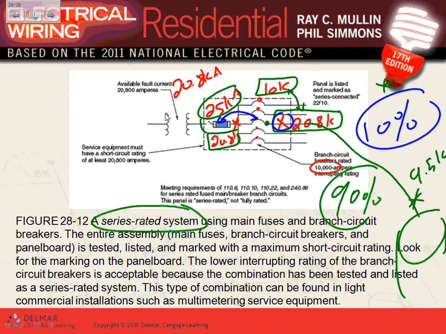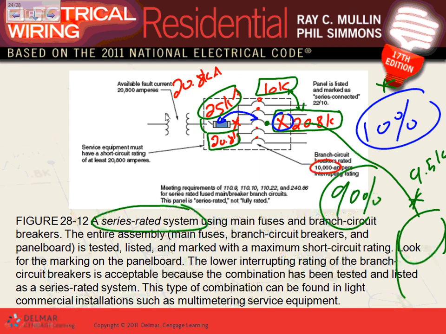Okay, so series rated is when you have a circuit breaker downstream and a circuit breaker or fuse upstream that coordinate with each other. If the short circuit downstream is higher than the capability of the circuit breaker downstream, it will freeze, stop, doesn't move, and wait until the circuit breaker or the fuse upstream clears the fault. That's it.